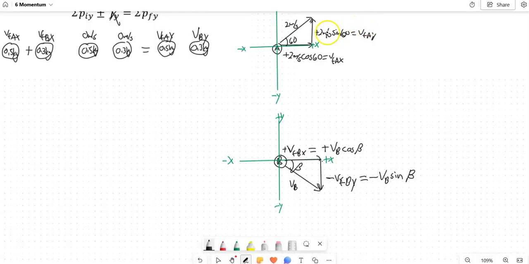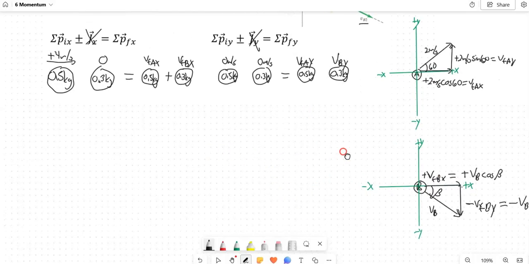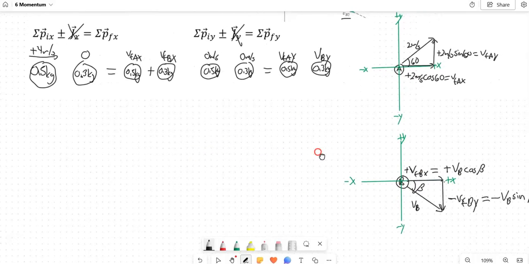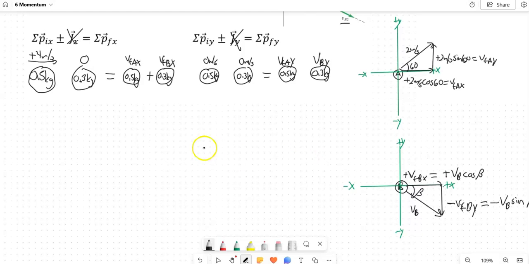Let me just double check. This is 60, sine and cosine. V final A in the Y direction, and this is in the X direction. Looks good.